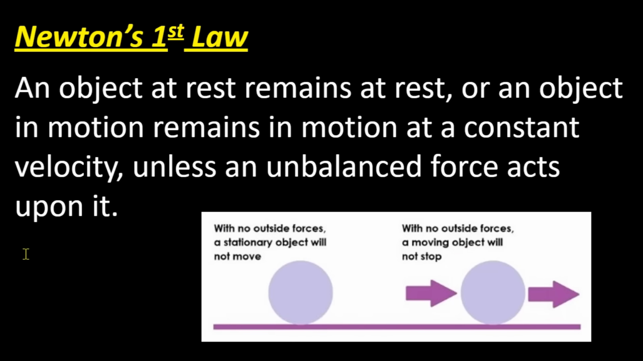Newton's first law states that an object at rest remains at rest, or an object in motion remains in motion at a constant velocity, unless an unbalanced force acts upon it. This basically means if there are no outside forces, a stationary object will not move unless pushed or pulled. If an object is moving and there are no outside forces, the object will continue to move. It will not stop unless it comes into contact with another force.